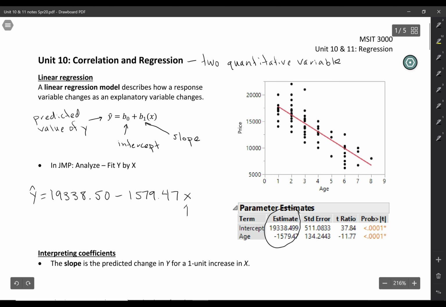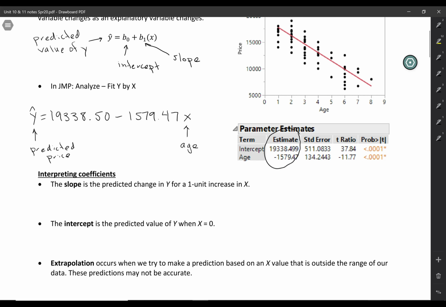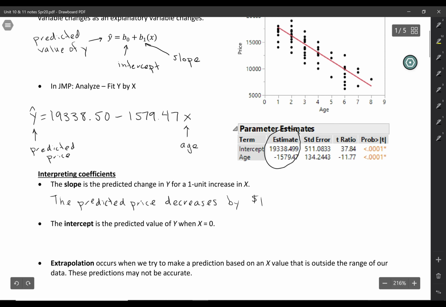Okay, so let's interpret these coefficients. The slope is the predicted change in y for a 1 unit increase in x. Okay, so if we wanted to put this in context, we would say that the predicted price decreases, because this is a negative slope, the predicted price decreases by this amount, $1,579.47 per year. Notice I say that it's predicted to decrease. I could also say it decreases on average, right? This isn't a perfect relationship.